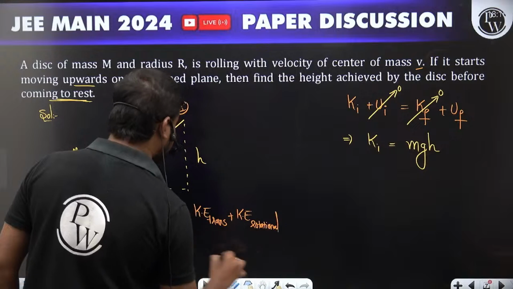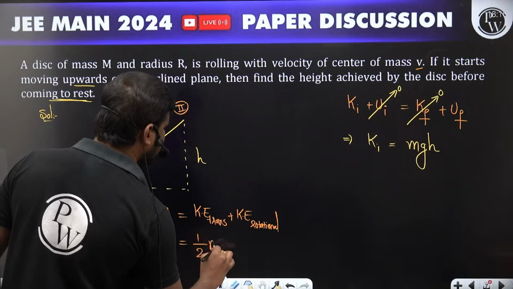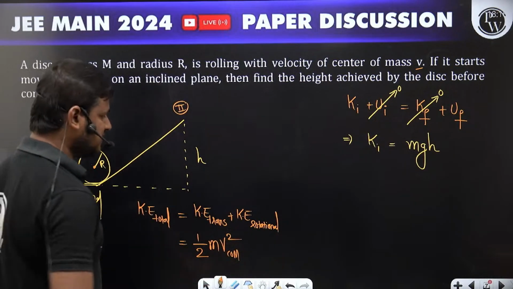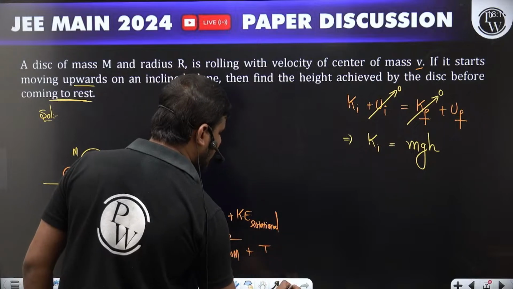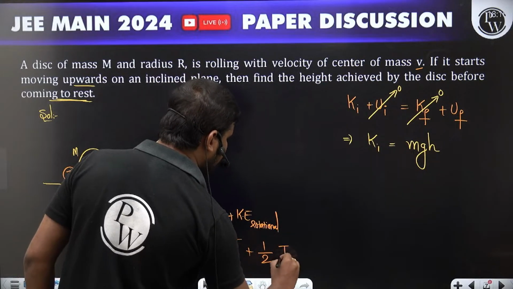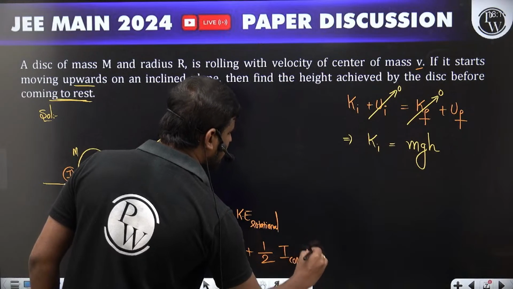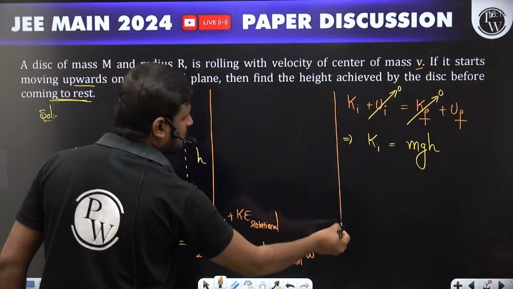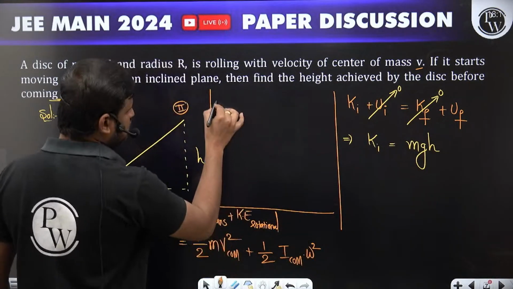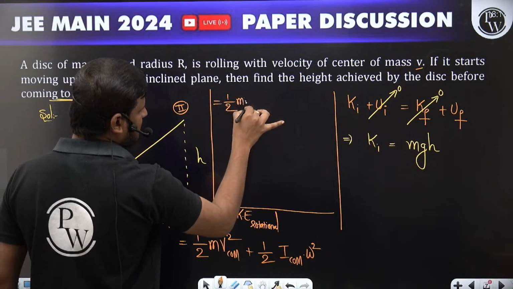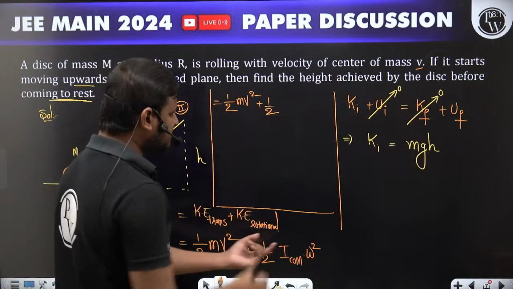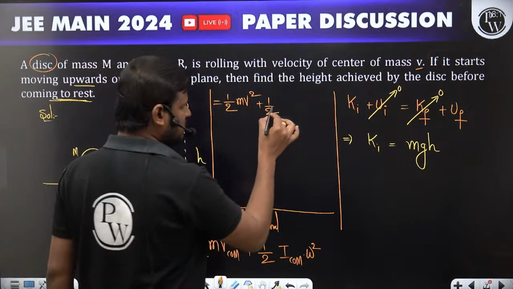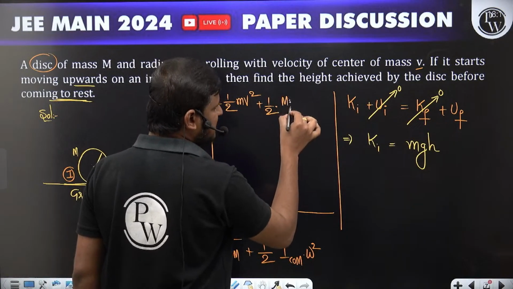So the translational kinetic energy, I can simply write as half m v com square, plus the kinetic energy rotational, which is half I omega square, I about the center of mass times omega square, right? So half m v square is fine, plus half, and since they mentioned it's a disk, the moment of inertia about its center of mass is m r square by 2.